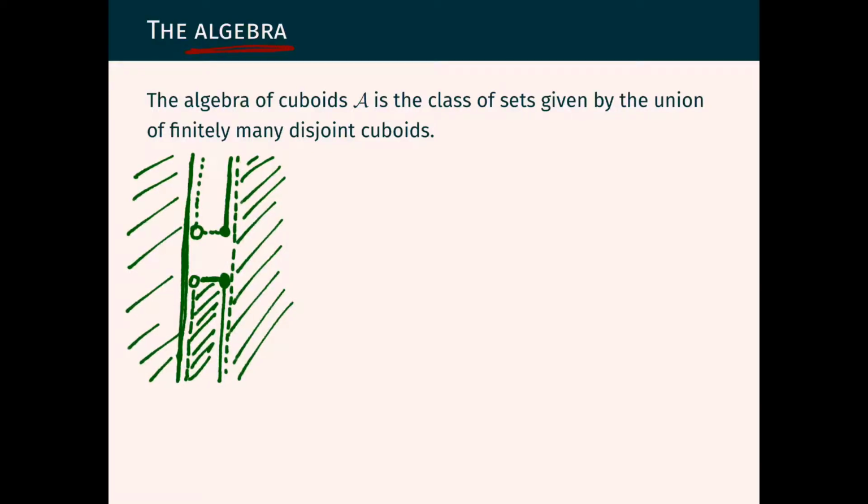So in general, this will be true. We can take complements of cuboids and they will be written as disjoint unions of cuboids and so on. So if we define A as the class of sets which are given by the union of finitely many disjoint cuboids, then it is an algebra. In particular, we don't really need to ask them to be disjoint because it's an algebra after all. If they're not disjoint, we can make them disjoint because there are finitely many of them.